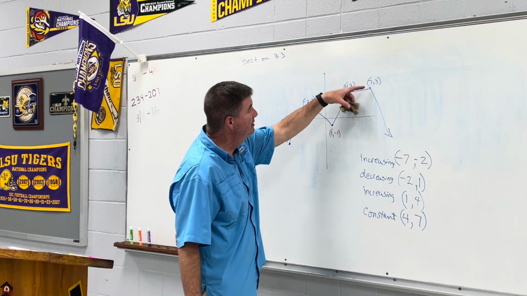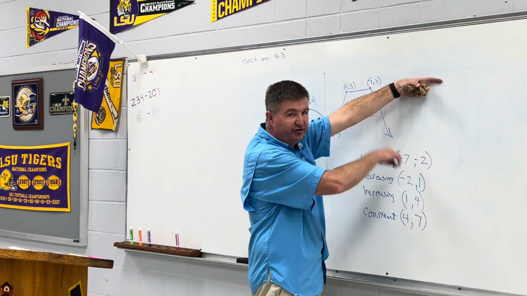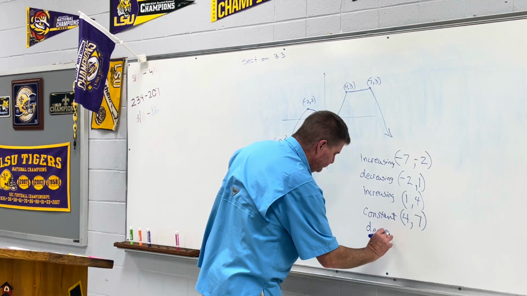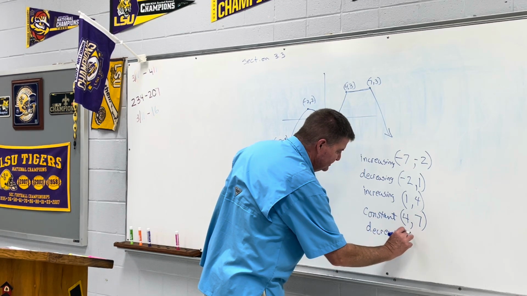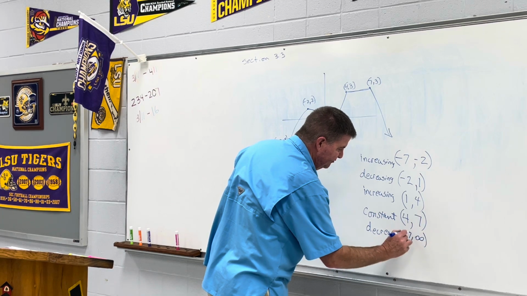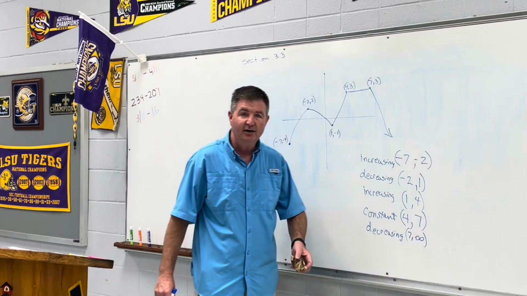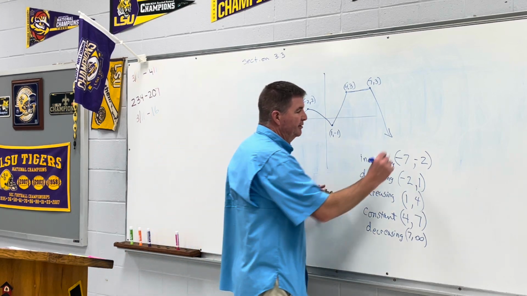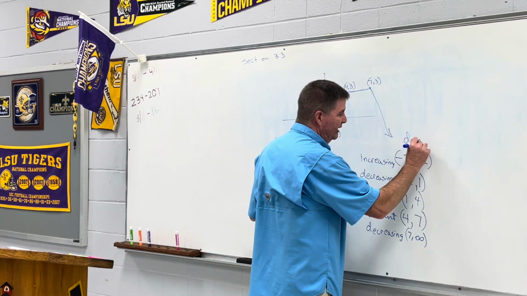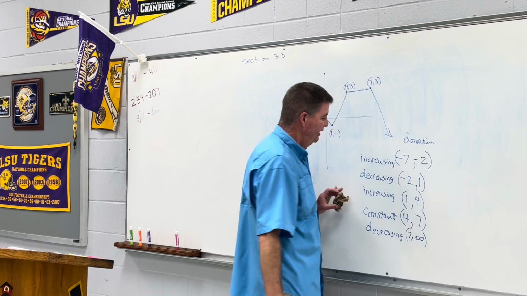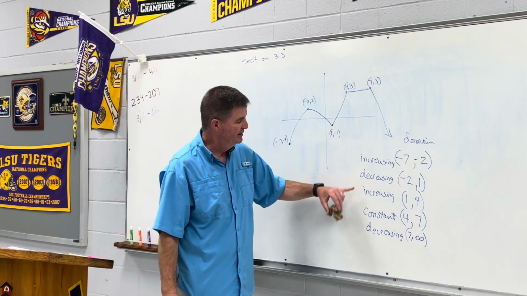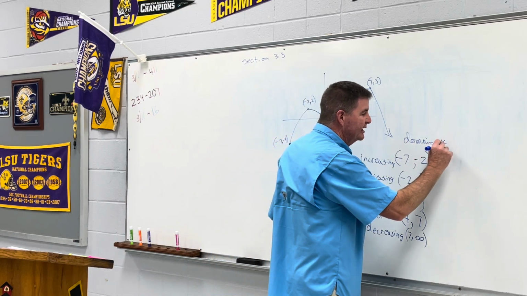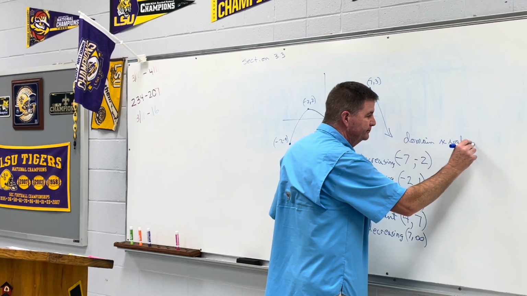And then from 7 on, it's what? Falling. So it's decreasing from 7 all the way to infinity. Now you must remember, this is called the domain at which it is increasing, decreasing, or constant. The domain is always the x values.